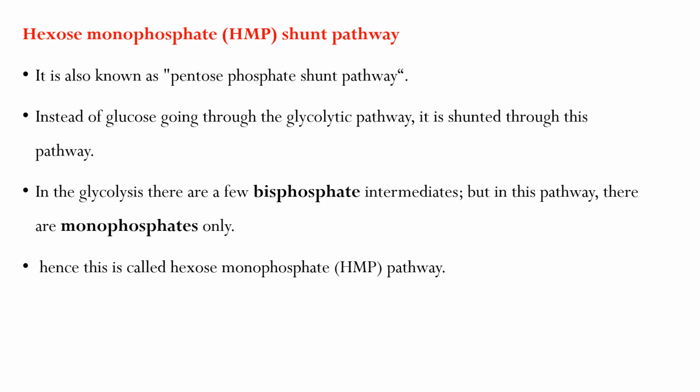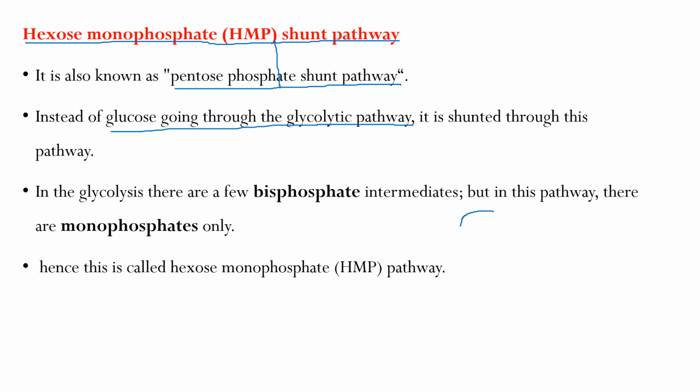Here we'll see one special type of pathway in which glucose is oxidized. It is the hexose monophosphate shunt pathway, also known as the pentose phosphate shunt pathway. The hexose monophosphate shunt pathway and the pentose phosphate shunt pathway are the same, or they are similar. Instead of some glucose molecules going through the glycolytic pathway, they are shunted through this pathway.